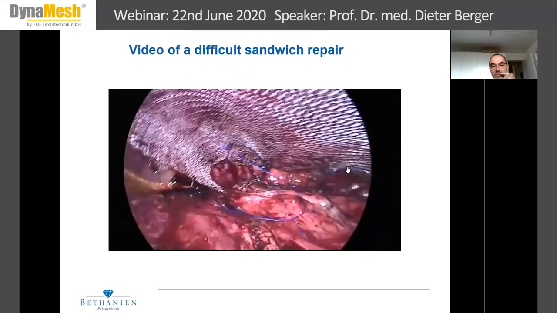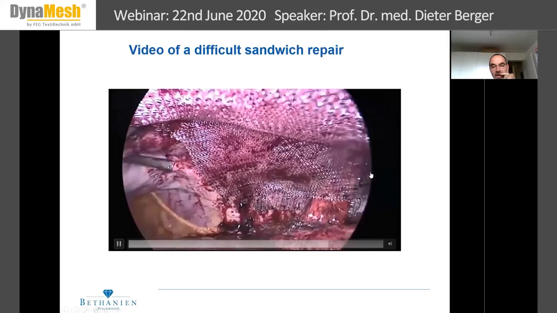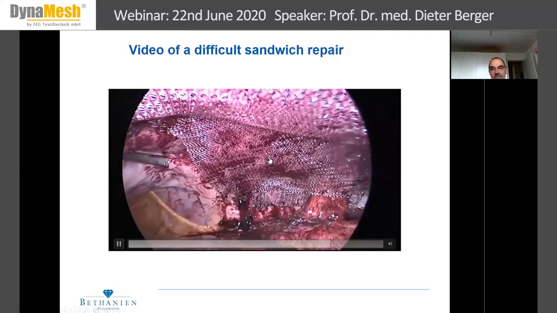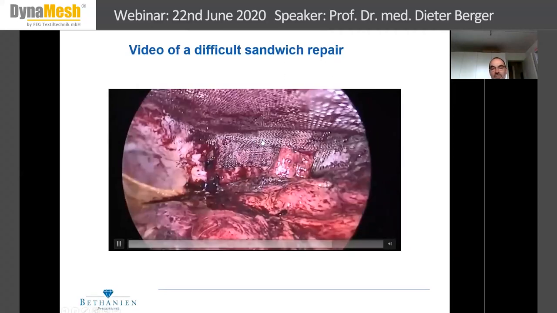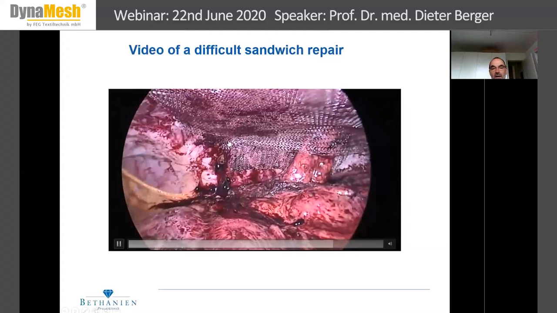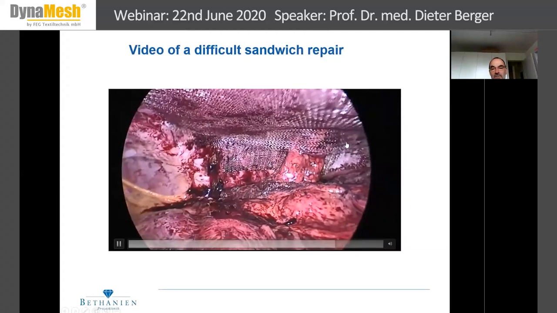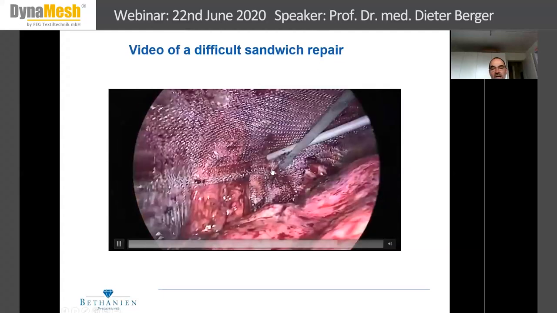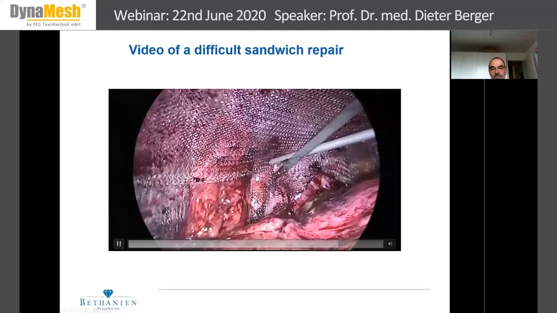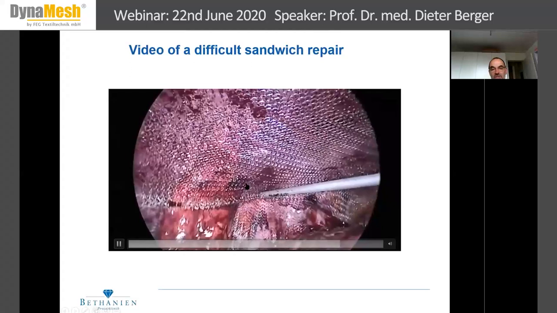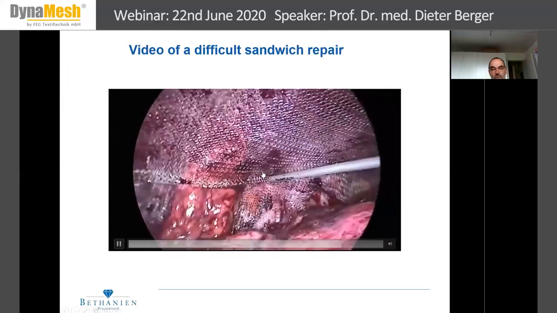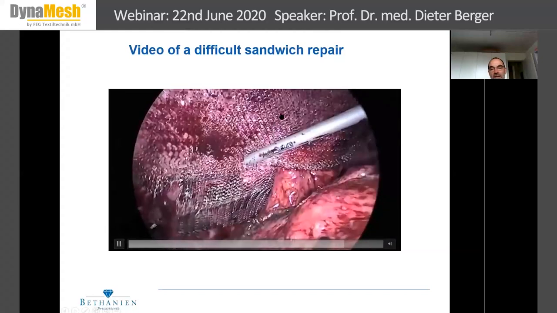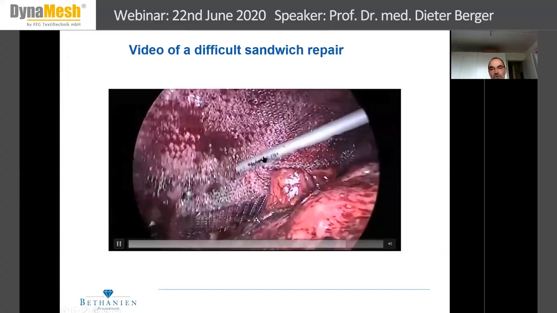These are the midline sutures, which have been grasped at first. And now we have grasped the lateral left sutures subcostally, as well as in the lower part, in the lower quadrant. And then we fix the mesh with the resorbable or non-resorbable tacks. And we made a funnel right here with a few tacks.